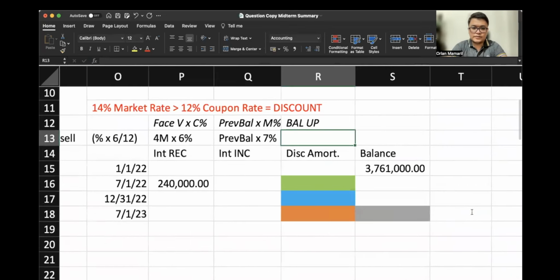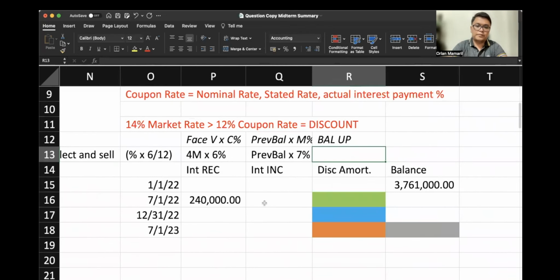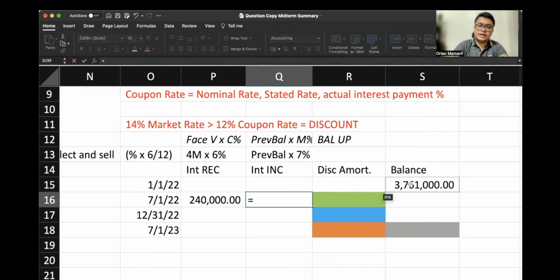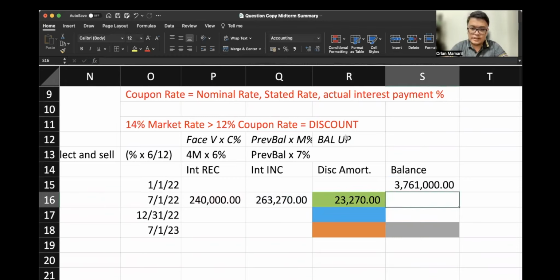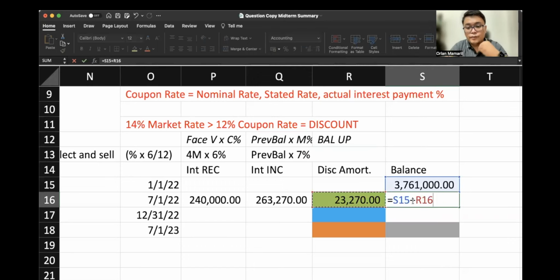Alrighty. So now let's focus on the amortization table here. Our balance initially is 3761. That's the previous line balance. We multiply it by 7%. And the discount amortization is the difference between our interest income and interest received. So once again, the effect of the discount amortization is it will increase our balance. It will have our balance go up.